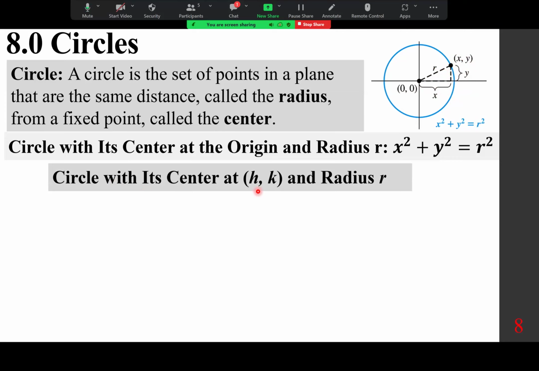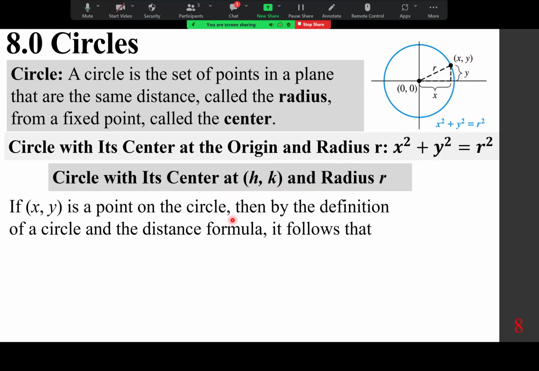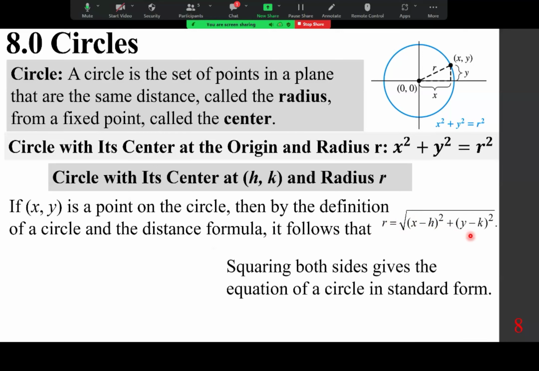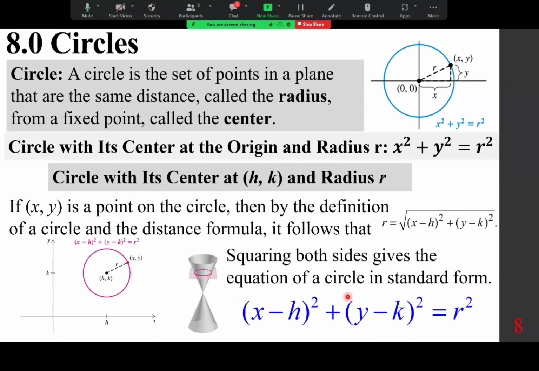Circle with its center at h, k. If it's not centered at the origin, with the radius r, if x and y is a point on the circle, then by definition of a circle and the distance formula, it follows that r is the square root of x minus h quantity squared plus y minus k quantity squared. Squaring both sides gives the equation in standard form: x minus h quantity squared plus y minus k quantity squared equals r squared. So if it's centered somewhere else, you go with the distance formula, and believe it or not, that's a proof.